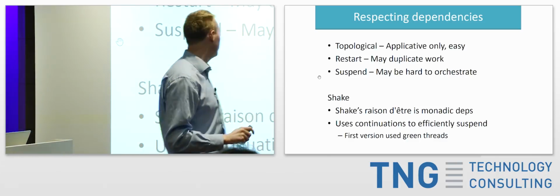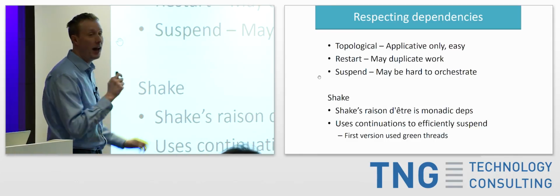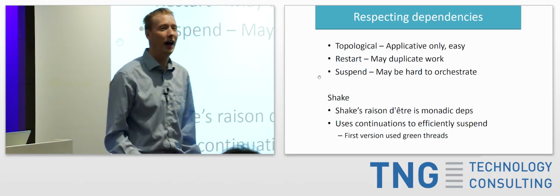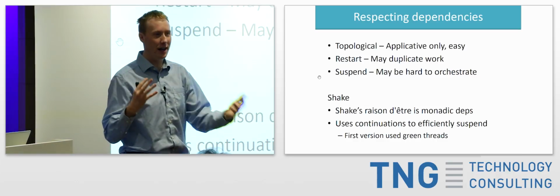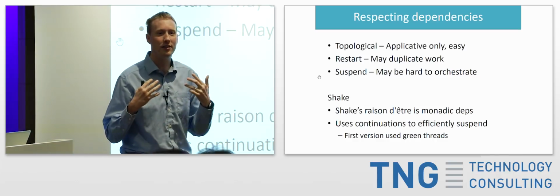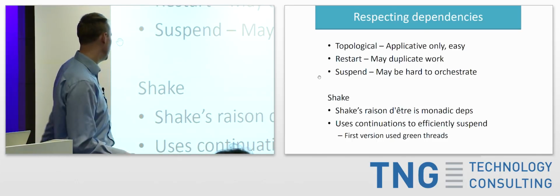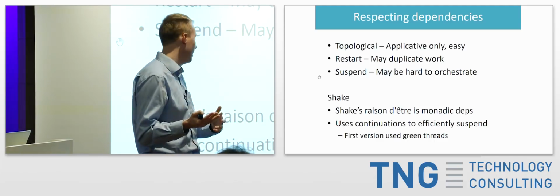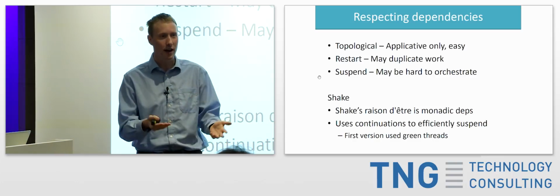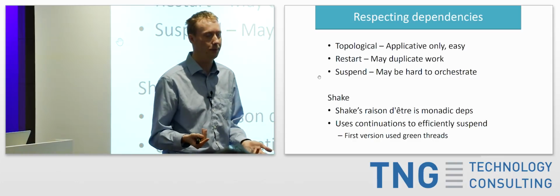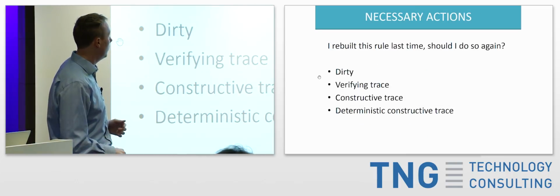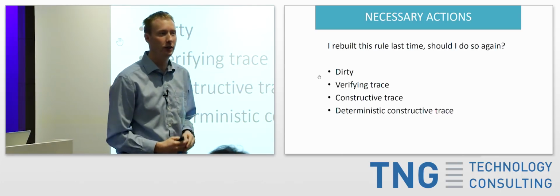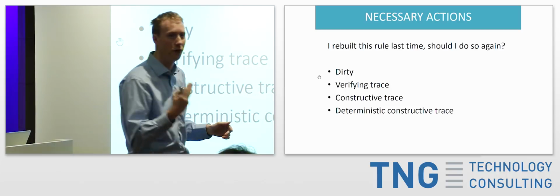So I wrote the build system Shake. Shake's raison d'être is monadic dependencies. That's why it was created, and that's the most important thing it does. That's kind of its big differentiator. And what it does is it uses continuations to efficiently suspend computations. In fact, the first version used green threads, which is a reasonable technique in Haskell where threads are super cheap. So that's the rows in the table I showed you, and that's all 3 rows. So all build systems do one of those 3 things.